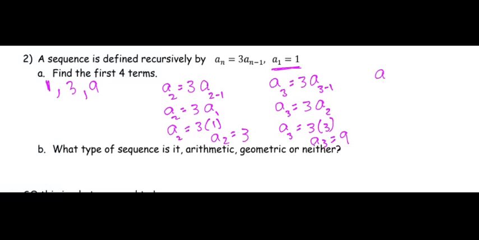Now, the fourth term, n equals 4. That means I'm going to have to switch n with 4, end up with a sub 4 equals 3 times a sub 4 minus 1. 4 minus 1 is 3. That means a sub 4 equals 3 times the third term. That means I'm going to have to multiply 3 by the third term, which is 9. And that means the fourth term is 27.